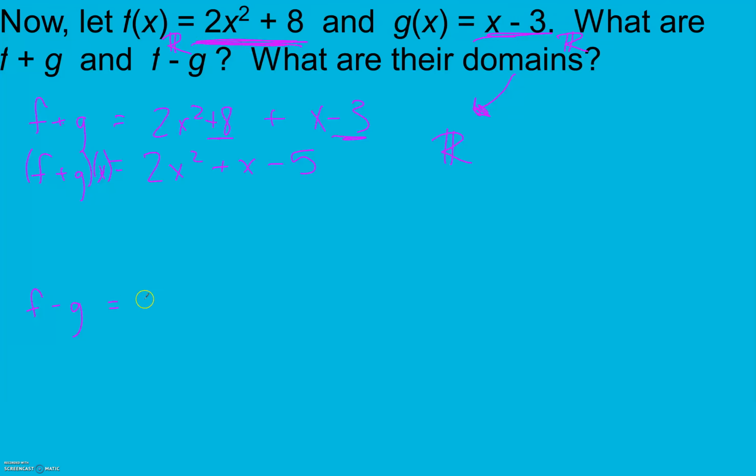Okay, here for the subtraction, I take 2x² + 8 minus g(x), x − 3. And again, if you always want to put these in parentheses, you sure can, because we have to remember to distribute this subtraction.